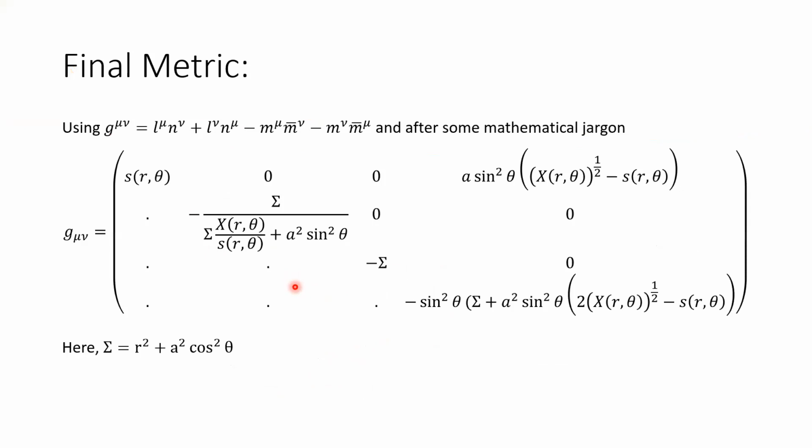And putting the null tetrads in this form, we can find the covariant form of the metric, and then we can always take the inverse and find the contravariant form of the metric in this form. You can always see that here a is present, which is basically the rotating term in the solution. Also here sigma is r square plus a square cos theta.